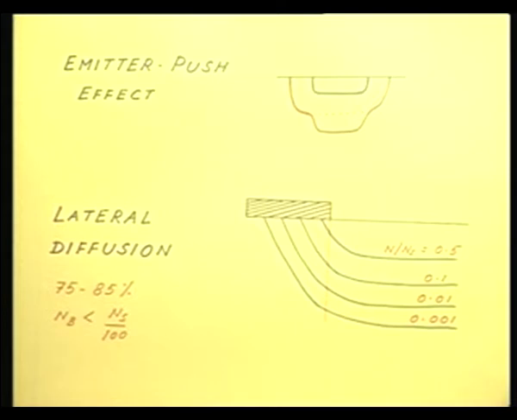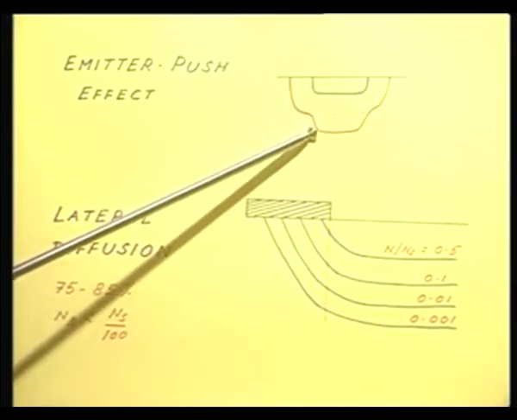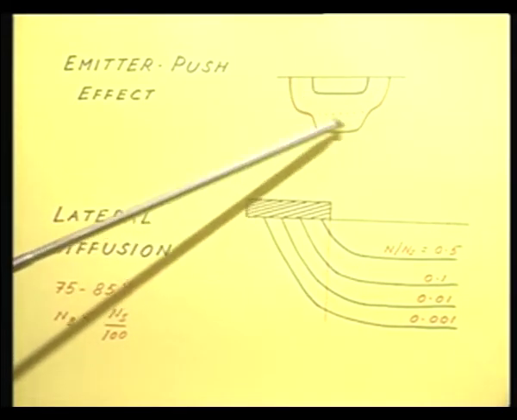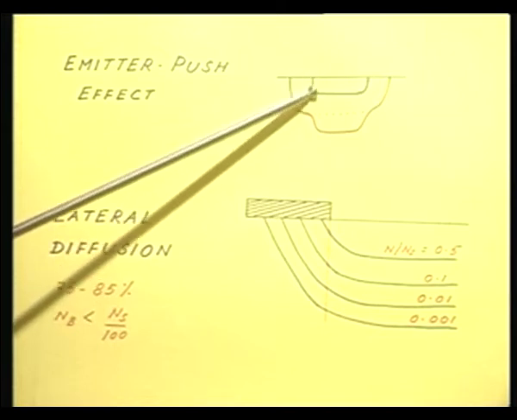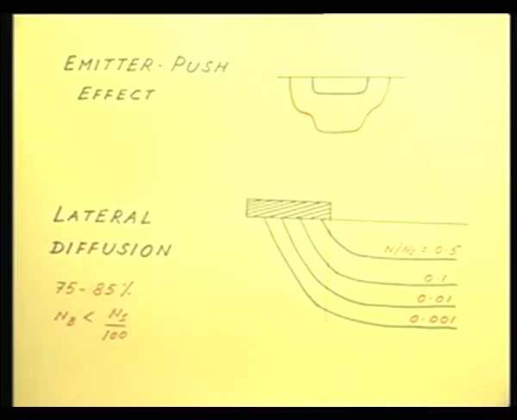But in the actual case what we find is this, we find that there is an enhanced diffusion just under the emitter. This line is just under the emitter. Just under the emitter there is an enhanced diffusion of the base. It is as if the emitter has physically pushed the base in. That is why it is called the emitter push effect. Why should this happen?